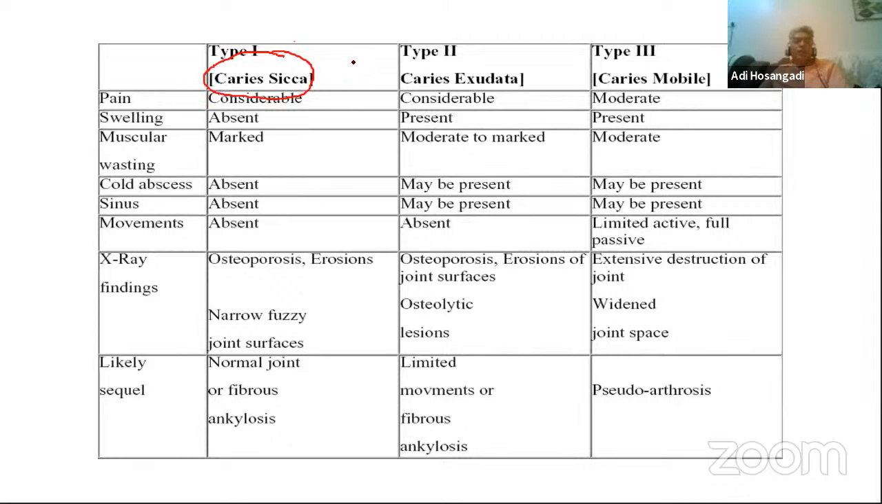One typical thing about shoulder tuberculosis is it starts in the bone, unlike in the knee, the hip, and the wrist, where it starts in the synovium. That's why Caries sicca is more common in TB shoulder.